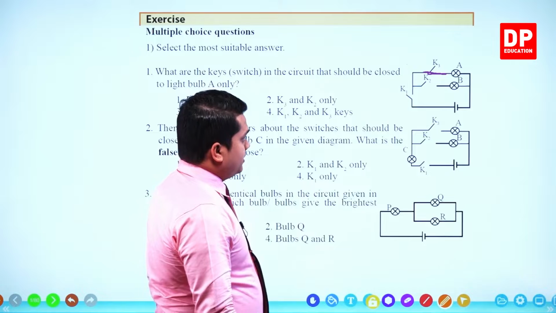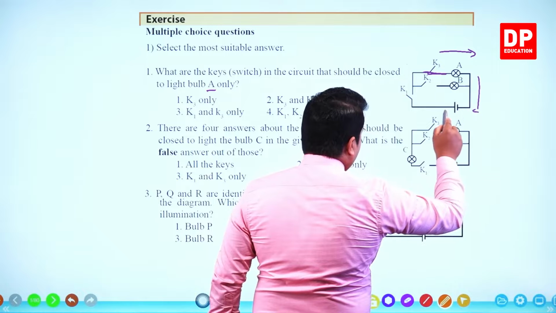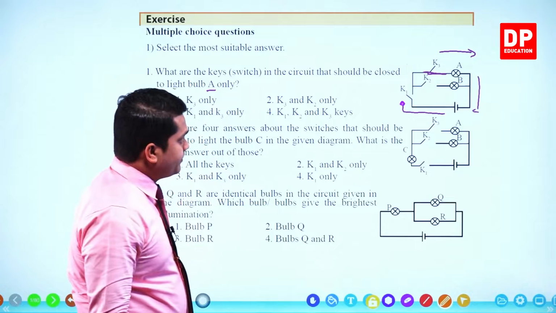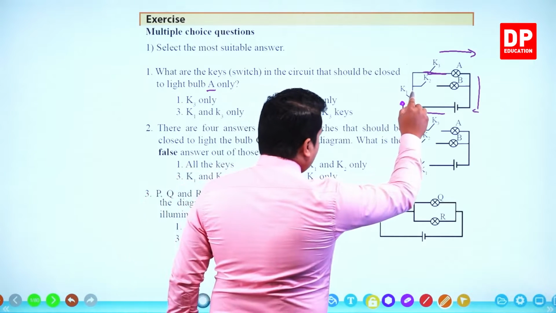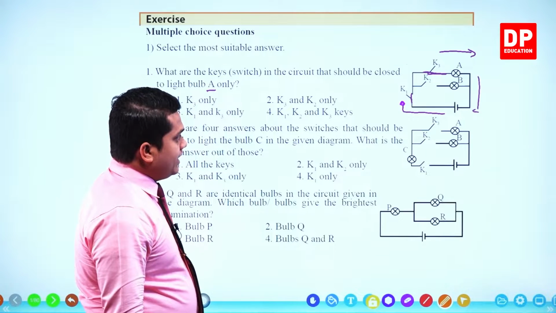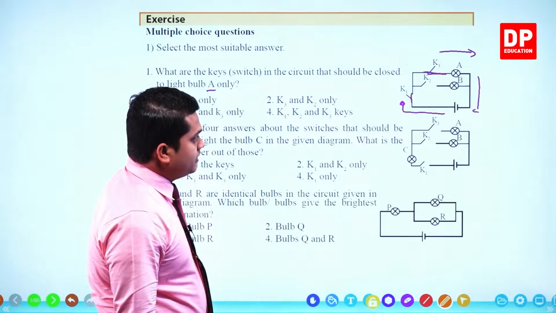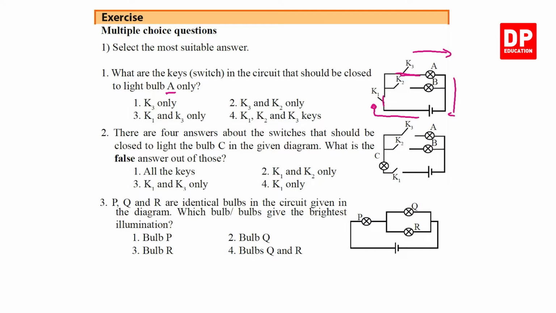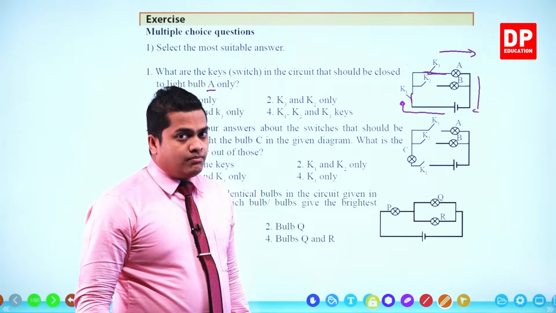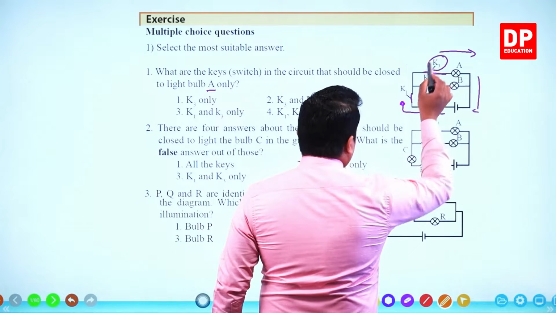Then the electricity comes here, goes there, comes here. Then once again, here also you can observe a gap. So if you connect this switch also, which is K1, now you can see that to light up A, by closing K3 and K1, we can light up bulb A. So the circuit on A is now completed, and A is going to light up. The two switches that we need to close here are K3 and K1.